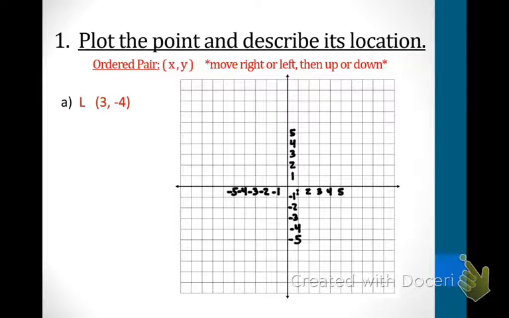The instructions here give an ordered pair. The ordered pair says that the X is always going to be first, and then your Y is always going to be second. Looking at my first example right here, is this one the X or the Y? It's the X. The X is always first. Now, this is very important. I put this in red because I want you to remember it. Read me what this says right here. Move right or left, then up or down.